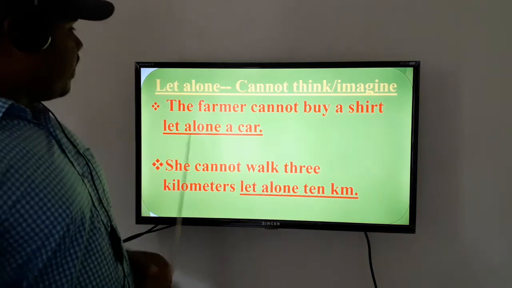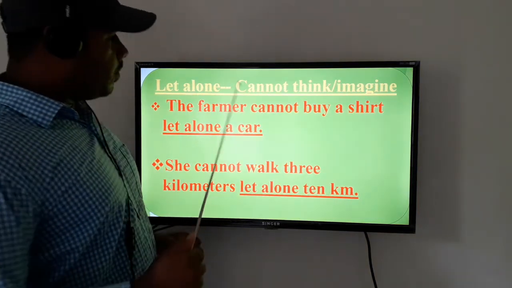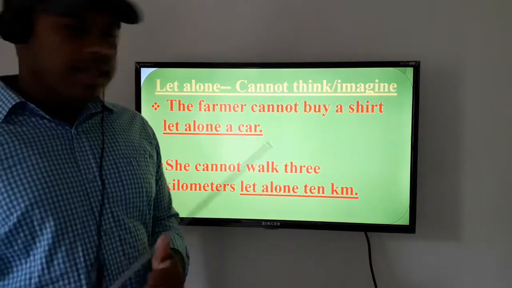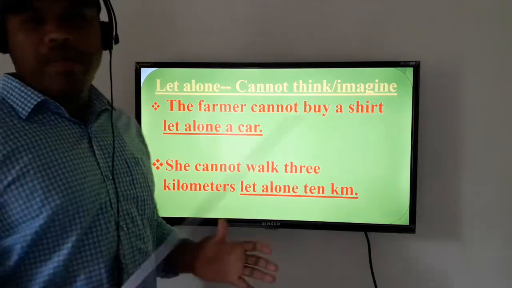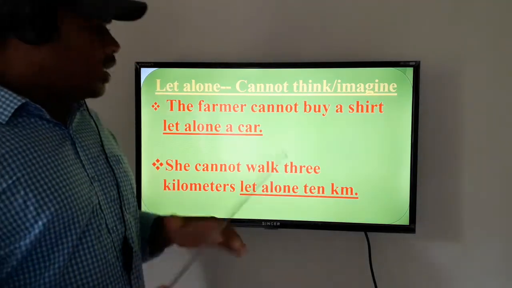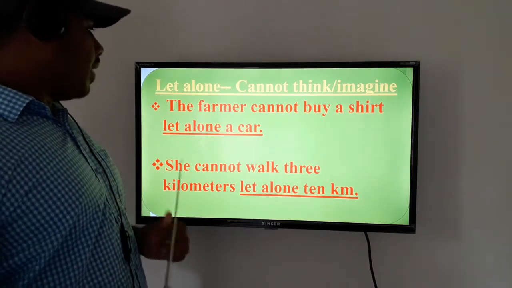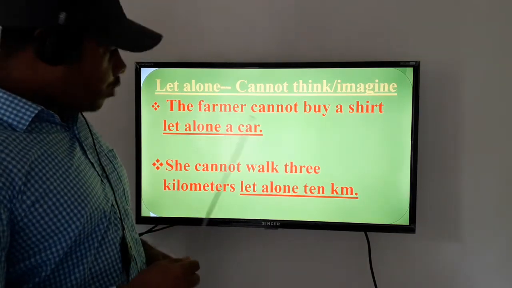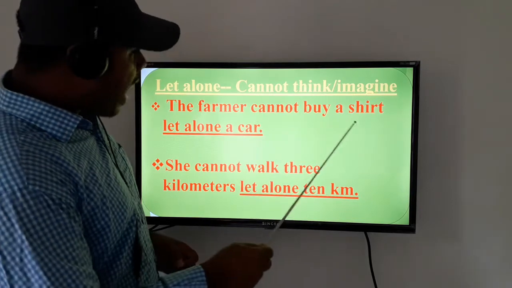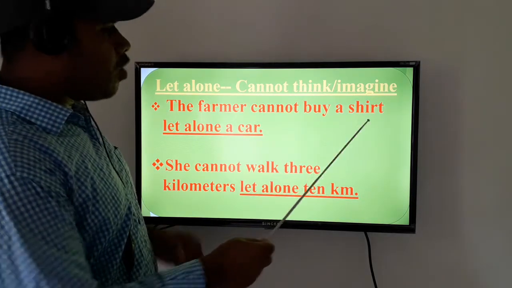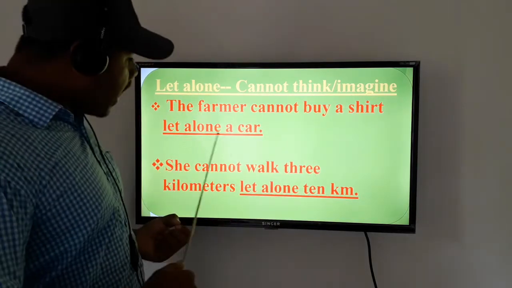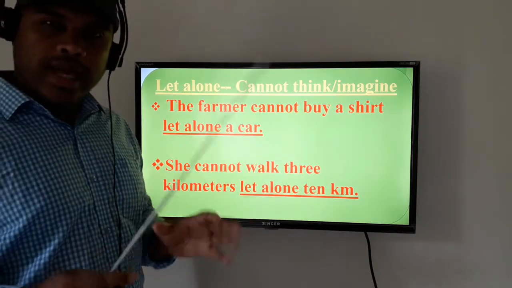All right, dear students, first of all, there is "let alone". Let alone, what does it mean? It means cannot think or imagine. We use this to mean that we cannot think or imagine. Have a look at the examples for you. The farmer cannot buy a shirt, let alone a car. So, do you understand?